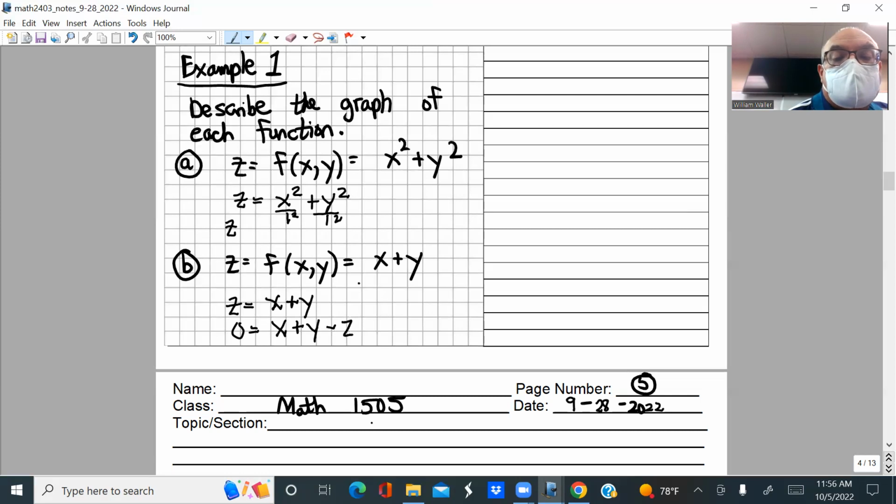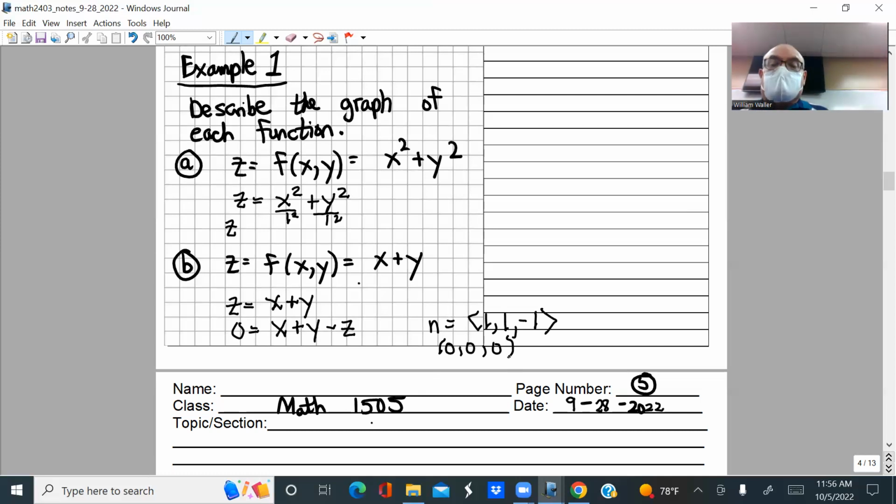Now we know all about this plane. We know what its normal vector is, right? What's the normal vector here? 1, 1, minus 1, right? And what's a point there that's on this plane? All zeros, right? 0, 0, 0. So this plane goes through the origin. And there's its normal vector.